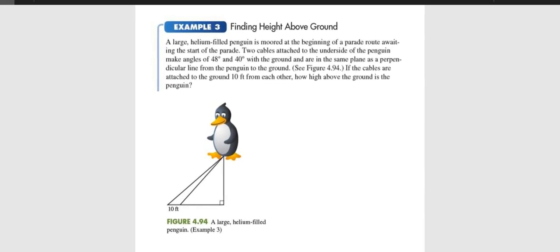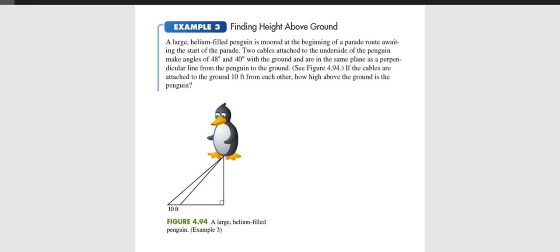Okay, a large helium-filled penguin, it's a balloon, folks, is moored at the beginning of a parade route, awaiting the start of the parade. Two cables attached to the underside of the penguin make angles of 48 and 40 degrees with the ground and are in the same plane as a perpendicular line from the penguin to the ground. If the cables are attached to the ground 10 feet from each other, okay, so you can see in this picture where the 10 feet is placed, how high above the ground is the penguin?